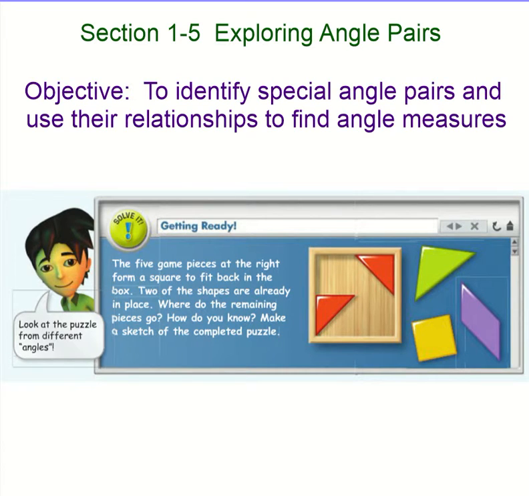Lesson 5 of Chapter 1 of Geometry. Our topic today is exploring angle pairs. So our objective for today is to identify special angle pairs and use their relationships to find angle measures.